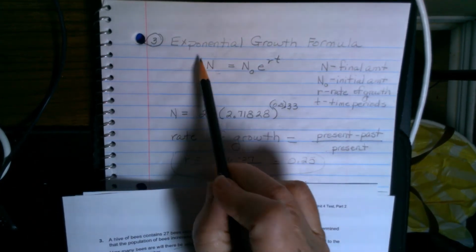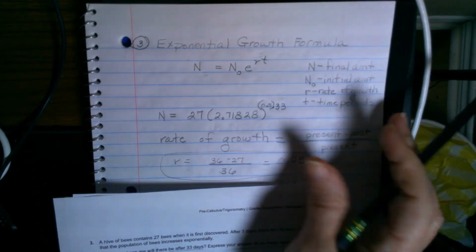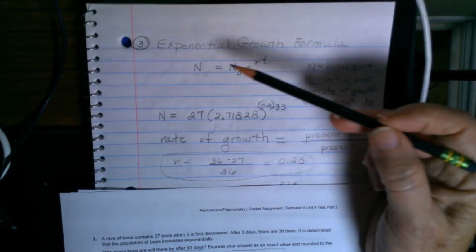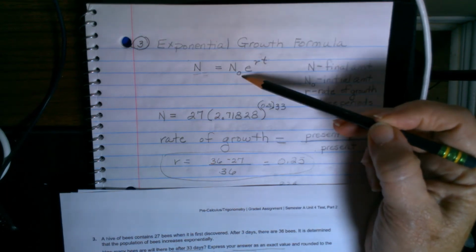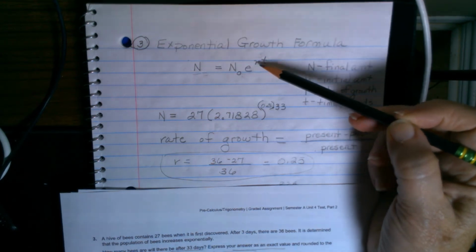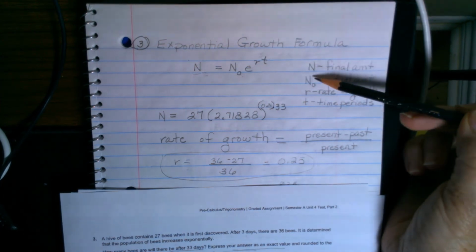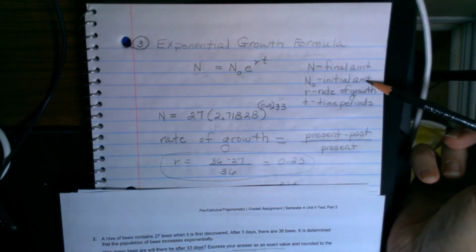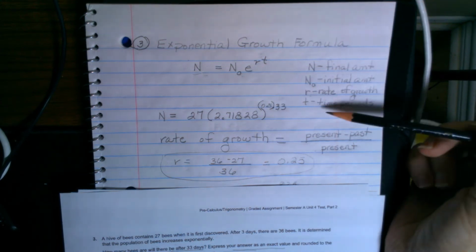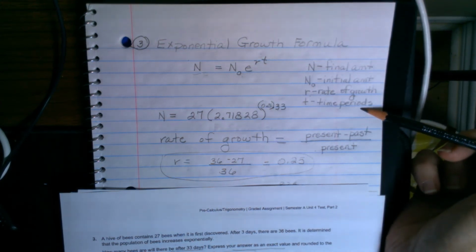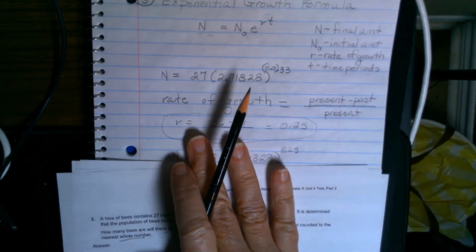All right, the exponential growth formula is in your notes. It's also in Quizlet. It's expressed as N equals N sub 0 e to the RT. Let's pull that apart. N is the final amount. N sub 0 is the initial amount. R is the rate of growth. And T is the number of time periods. All right, so let's plug in what we know.